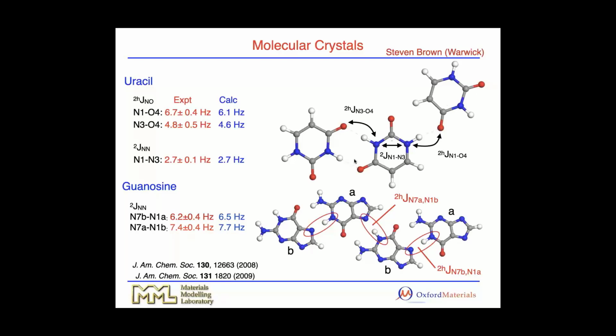Something important I should add here is that this was the first example of oxygen-nitrogen J couplings measured in a solid. And actually, we did the calculations first. These were not easy experiments to do. They required some enrichment, and so we did the calculations first. And then, when we proved that they were big enough to be measurable, the experiments were then done.